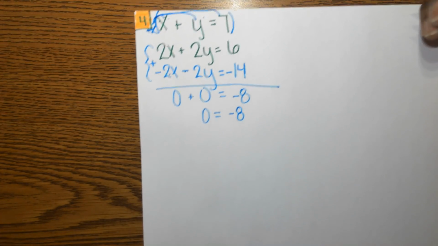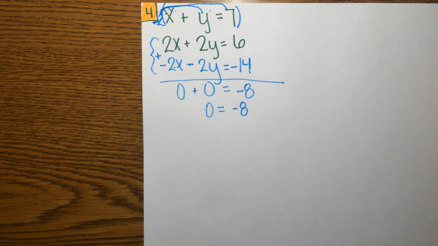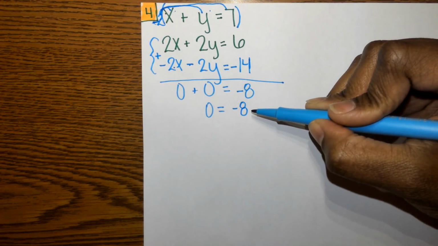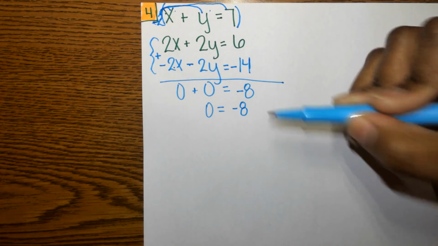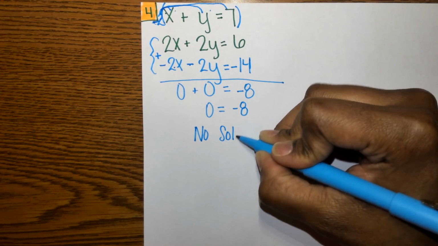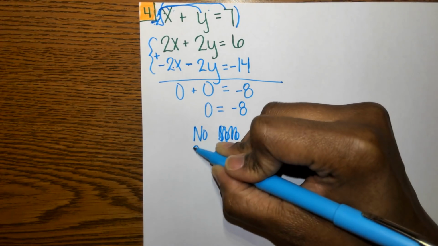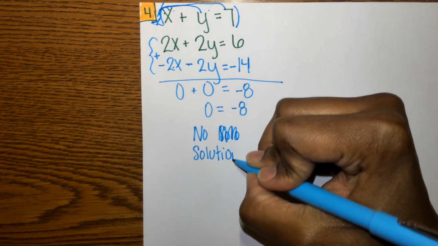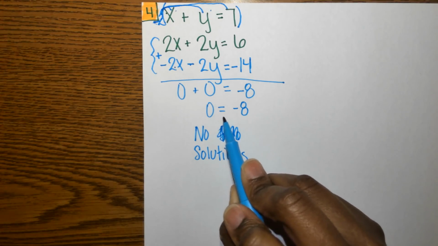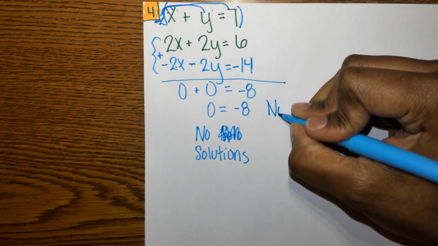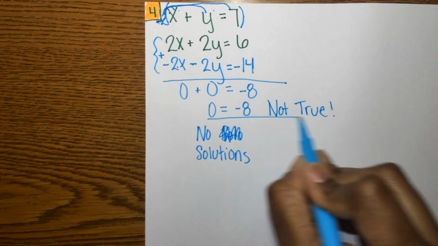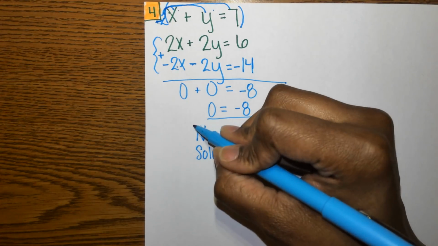But think back to when we were doing solving equations. This is never true, is it? 0 does not equal negative 8. This is never true. So because this is never true, we have no solutions, and we can stop there. Oh, no solutions. We have no solutions here because 0 equals negative 8 is not true. When you get a statement that is not true, then you have no solutions.